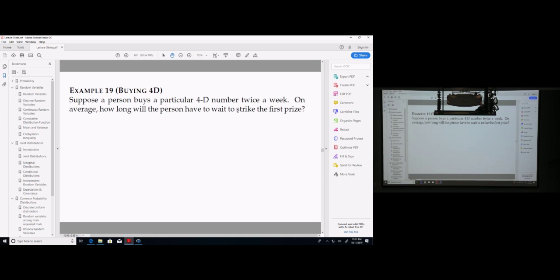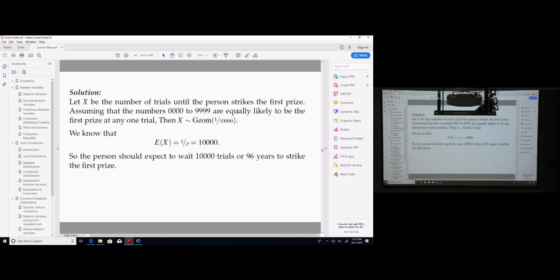So one way to shorten his wait is probably to buy more, to increase his chance of striking it. If he is happy to wait just 10 years, then he should buy 10 times as much, to increase the probability by 10 times, because the expected wait is 1/p. So if you increase p by 10 times, you decrease the wait by 10 times.